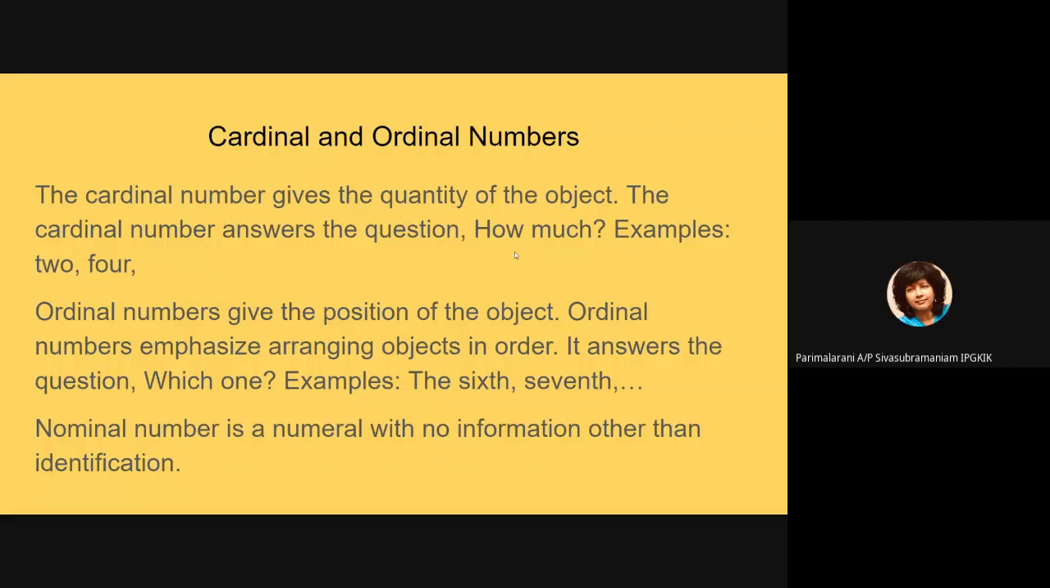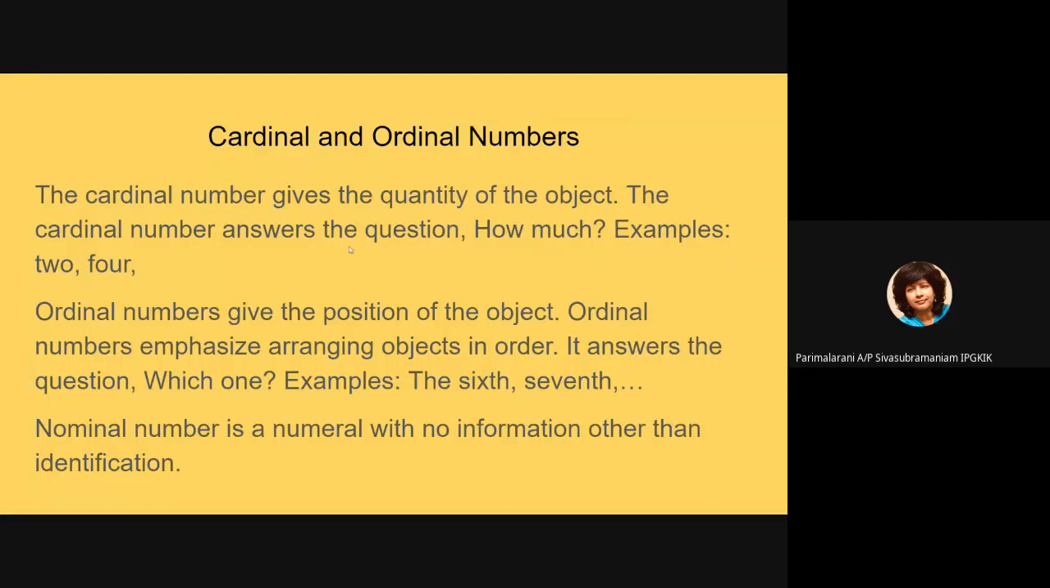The other types of nominal numbers are your identification IC number. Your IC number is just a number. It doesn't mean anything, right? It's just a set of numbers. That's a nominal number. Your index number, that is a nominal number. Your car number, telephone number, house number, all these are nominal numbers. They're just numbers to show identity.